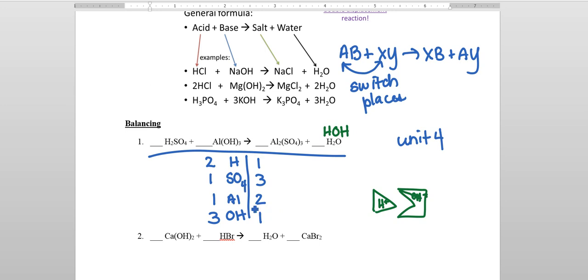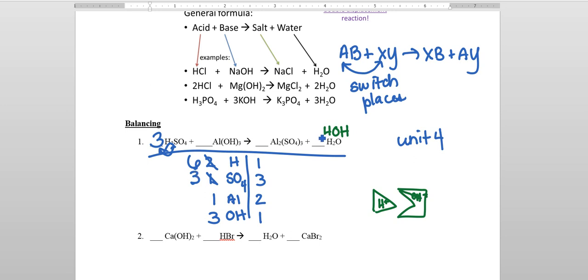So then I'm going to pick one thing that's not balanced that I want to balance. So how about sulfates? That's pretty out of whack. I've got one here and I've got three over here. So I'm going to put a 3 out here in front. That will give me 3 sulfates. It will also give me 3 times 2, so 6 hydrogens.